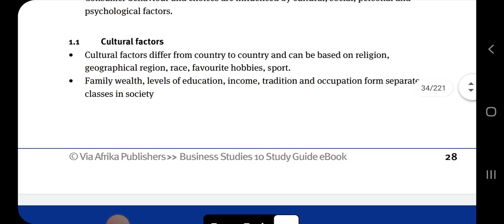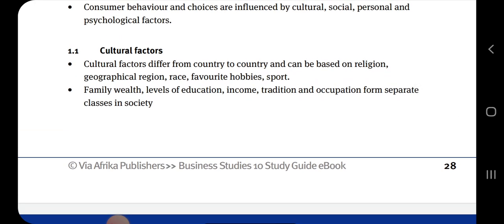Number 1, cultural factors differ from country to country. Even in South Africa, different provinces have their own cultural factors, right? Sometimes it may be dominant on the type of church that has a lot of people in that area, so people will follow that church's culture. If certain foods are not eaten in that church, you will find that a lot of people in that particular district or province will not eat certain types of meats, pork for instance, because it's not eaten in a church where a lot of people go to. So those are cultural factors as well.